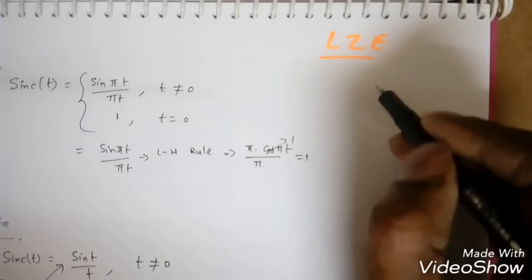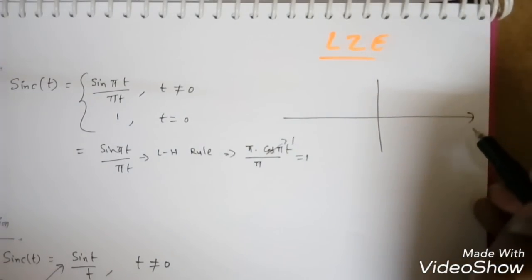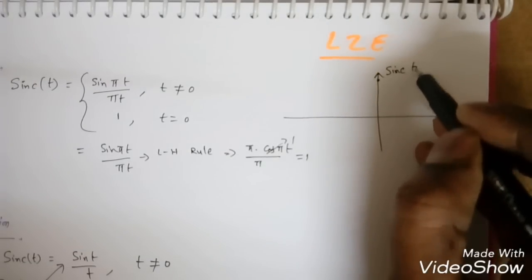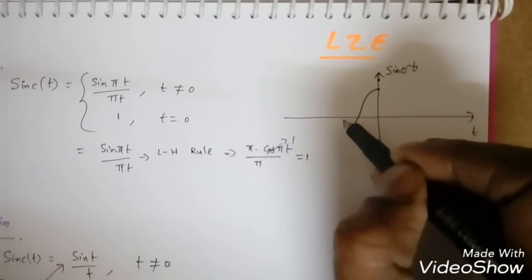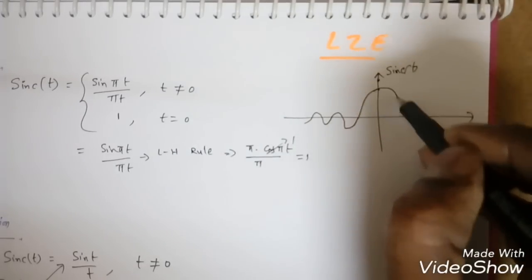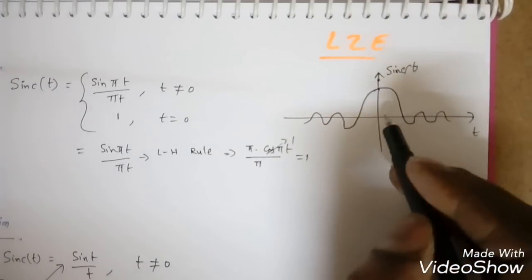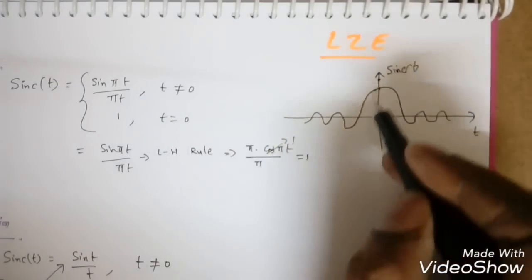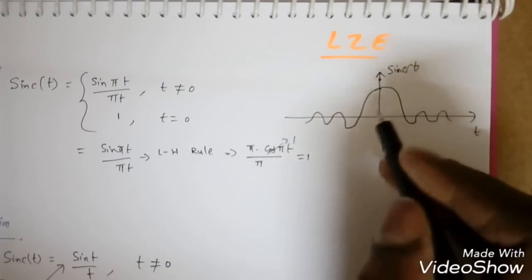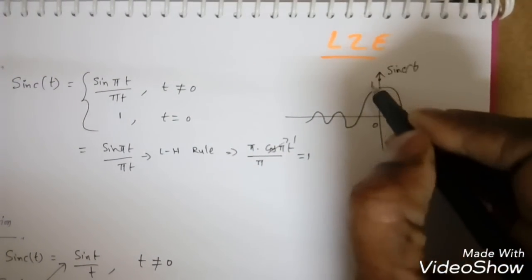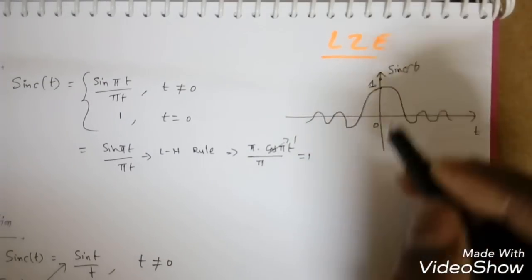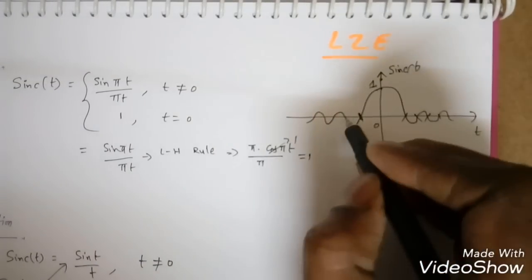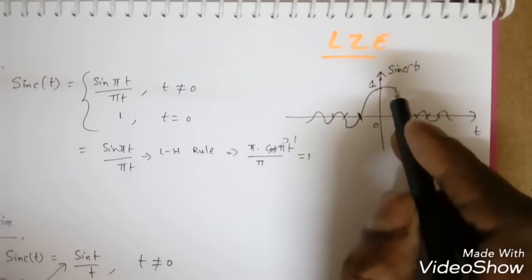Now how to draw the graph? This is sinc t, right? So this will be like this, and it is symmetric about this imaginary axis, and also this will be the same, that is symmetric, or we can say even signals. At 0 we know that this is 1, and what are these points that is like this? So where the sinc function is becoming 0.